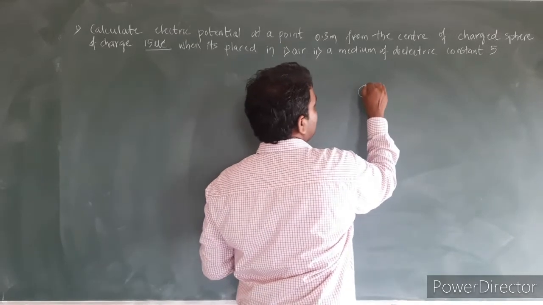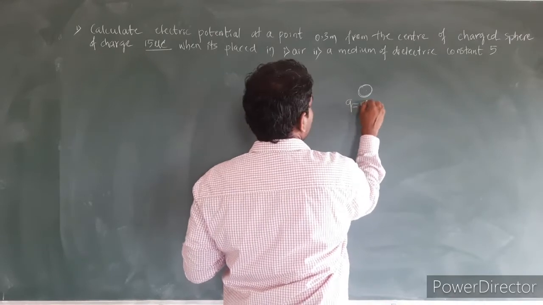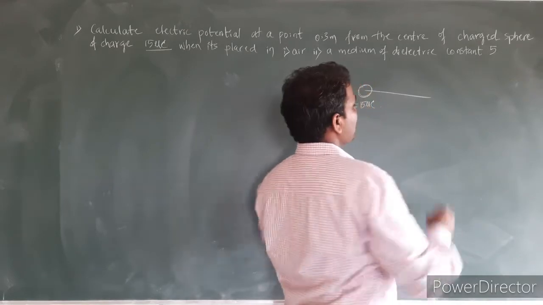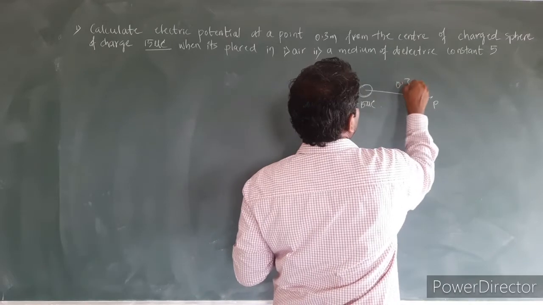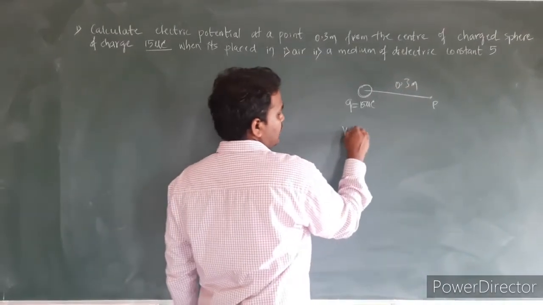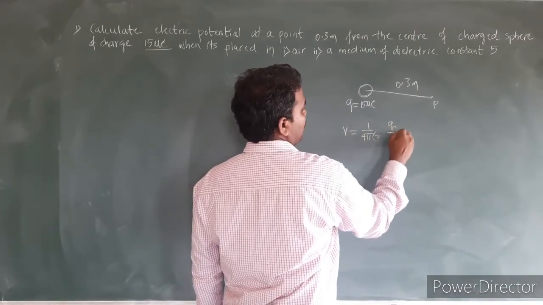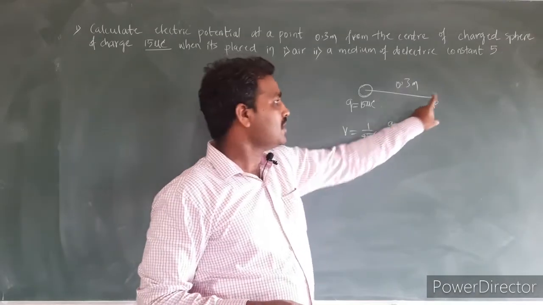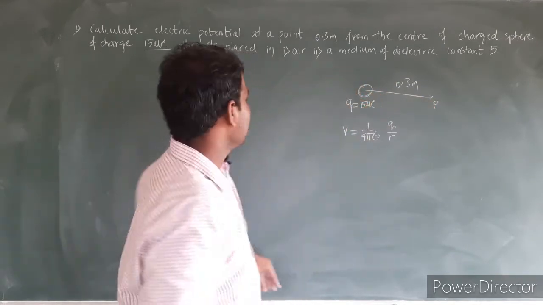The charge is given, right? So the magnitude of the charge is Q is equal to 15 microcoulomb. From this I have to calculate the electric potential at a point P, which is at a distance of 0.3 meters. We have the basic expression for the electric potential: V is equal to 1 divided by 4 pi epsilon naught into Q divided by R. Q is the magnitude of the source charge, R is the distance of the point of consideration from the position of the charge.